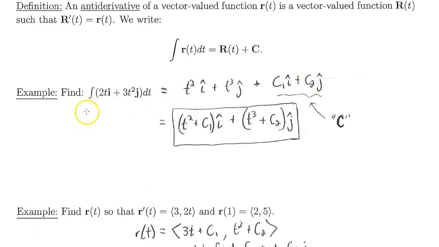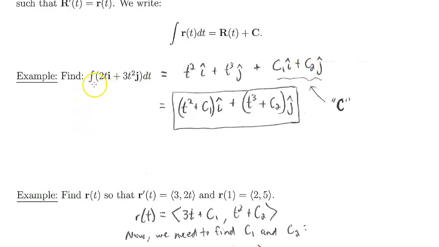Okay, so let's look at this integral here. What's the antiderivative of 2t i plus 3t squared j dt? You could write this in bracket notation, the integral of 2t comma 3t squared dt. We do it component-wise. The integral of 2t is just t squared, so we have t squared i, plus the integral of 3t squared, which is t cubed, j, and then don't forget our plus c, or c1 i plus c2 j.